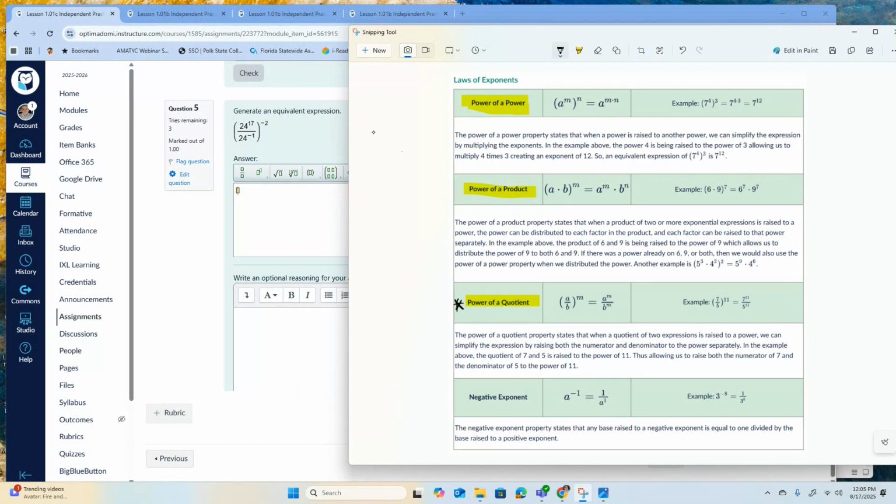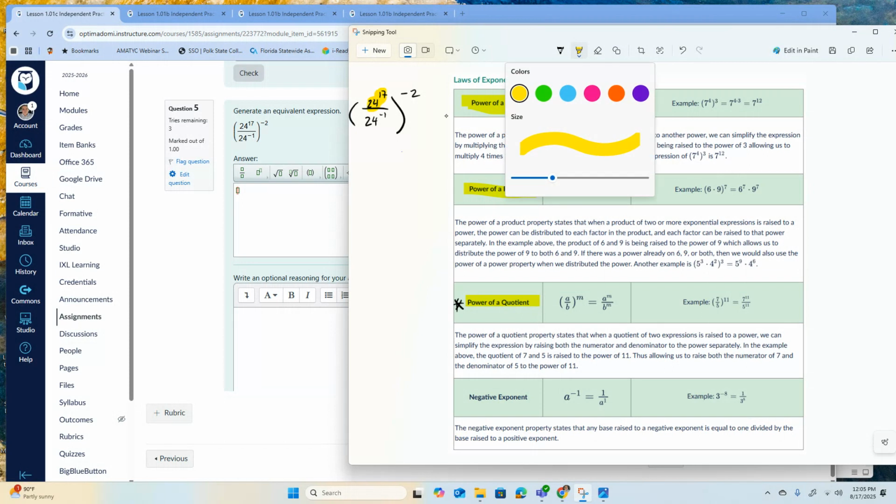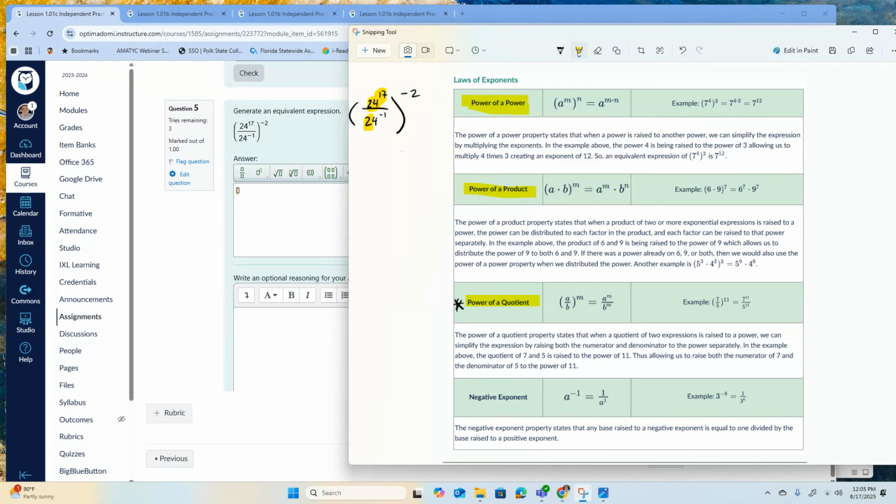Let me write down the problem. So we have 24 to the 17th power over 24 to the negative first power, all of that raised to the negative second power. If you look inside, I have two bases, 24 to the 17th power on top, and 24 to the negative first power on the bottom, and then on the outside, we have the negative 2.